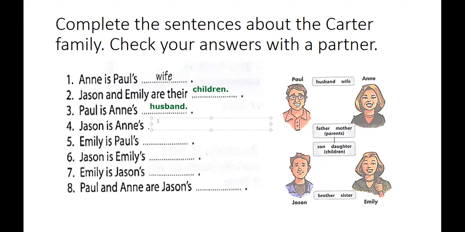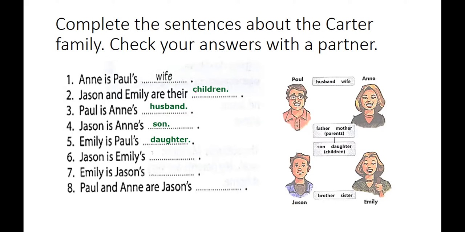Okay. Number four. Jason is Anne's son. Jason is Anne's son. Son. Okay. Jason is Anne's son. Very good. Number five, choose another person, René. Eric, number five. Okay. Emily is Paul's daughter. Emily is Paul's daughter. Okay, very nice. Choose another person. Eric?